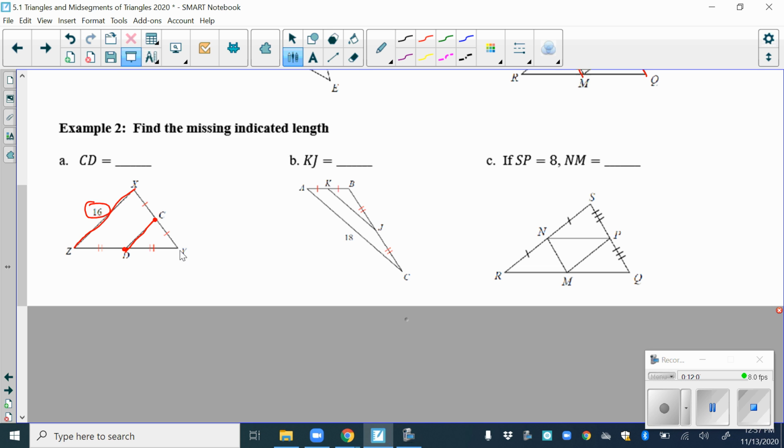So since it's the mid-segment, CD will equal 1/2 of XZ. But I know that XZ is 16. So what's half of 16? 8.